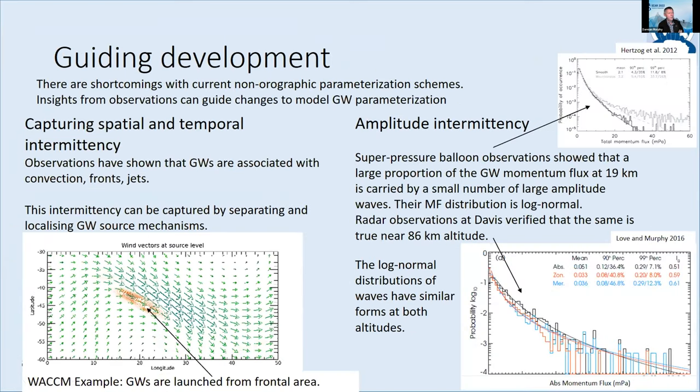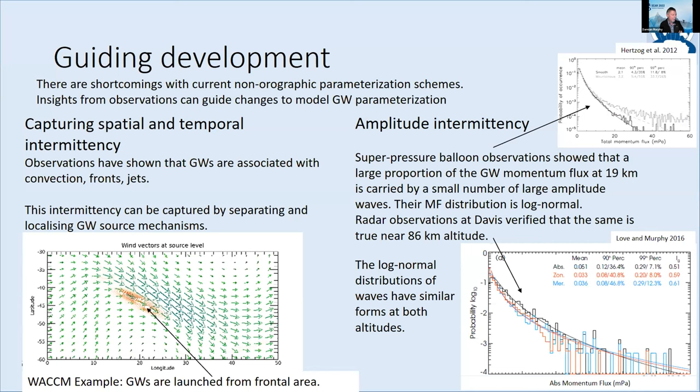So how can observations actually guide development? There are clearly shortcomings with the current non-orographic parameterization schemes. But insights from observations can actually guide model gravity wave parameterization development. For example, you can capture the spatial and temporal intermittency by noting that gravity waves are generated by fronts and jets and convective storms, and by separating those mechanisms in the model so that each of those produces its own gravity waves.